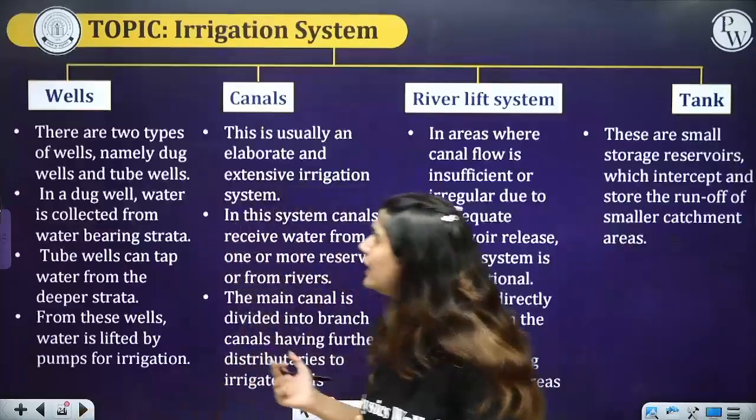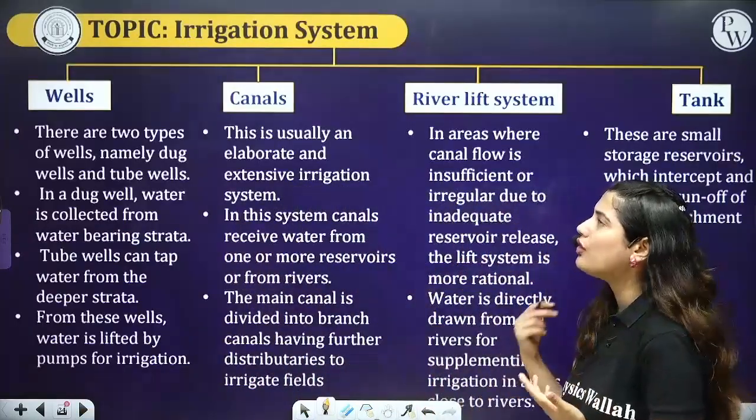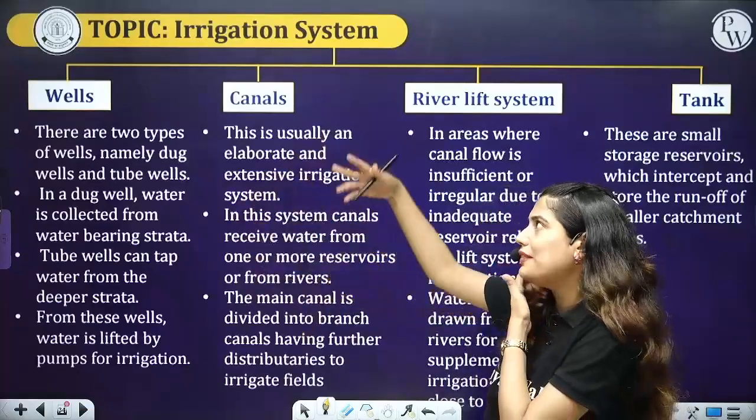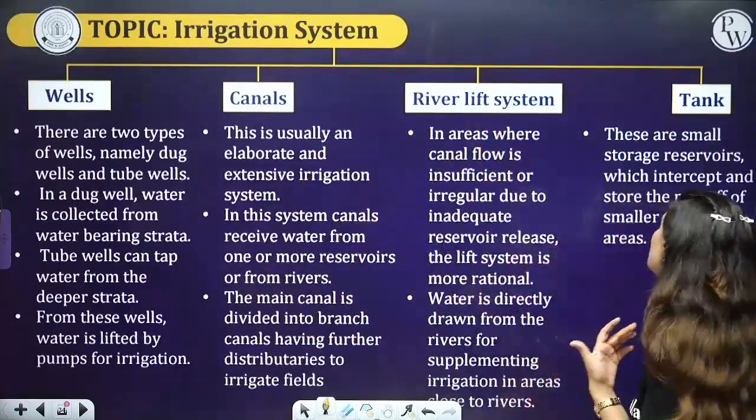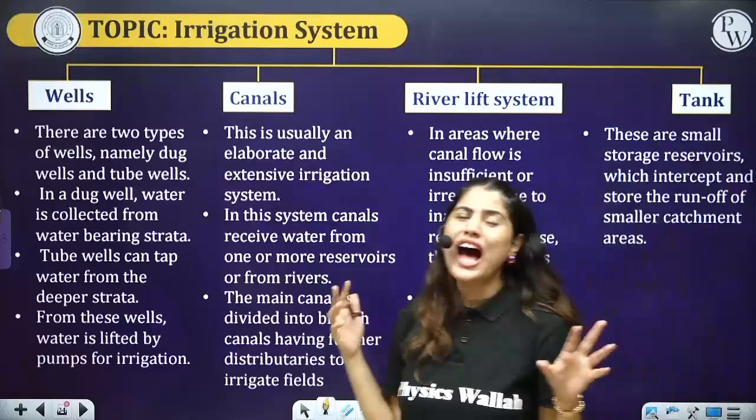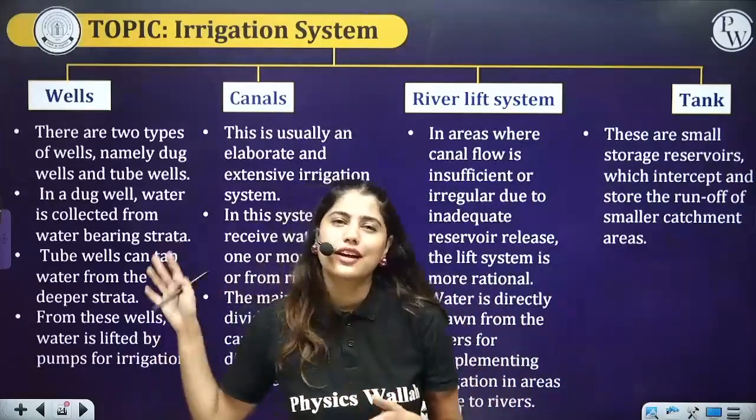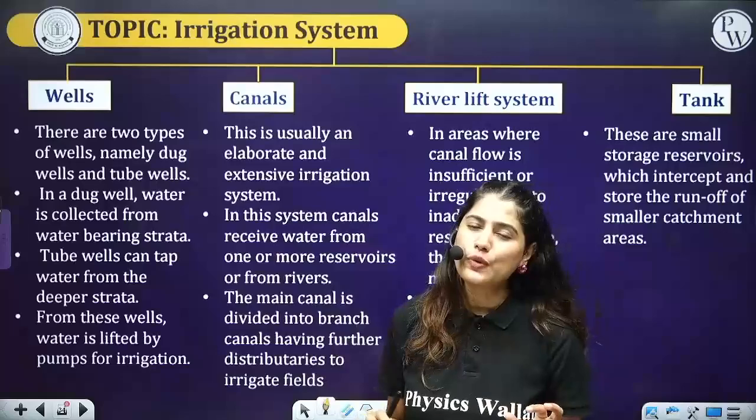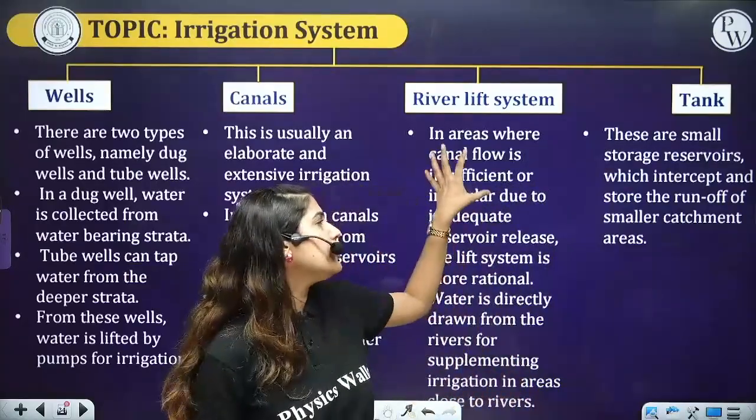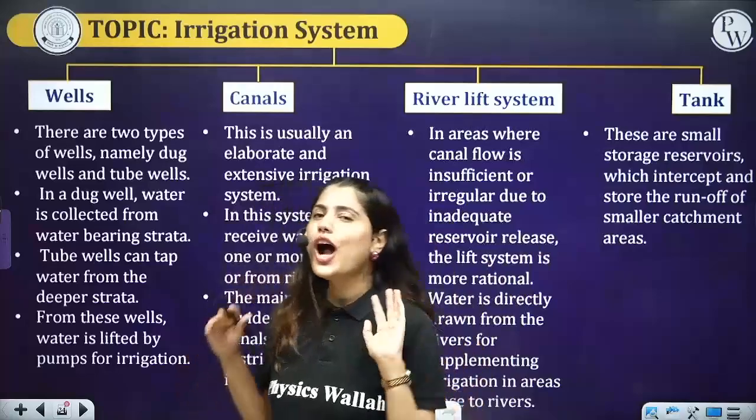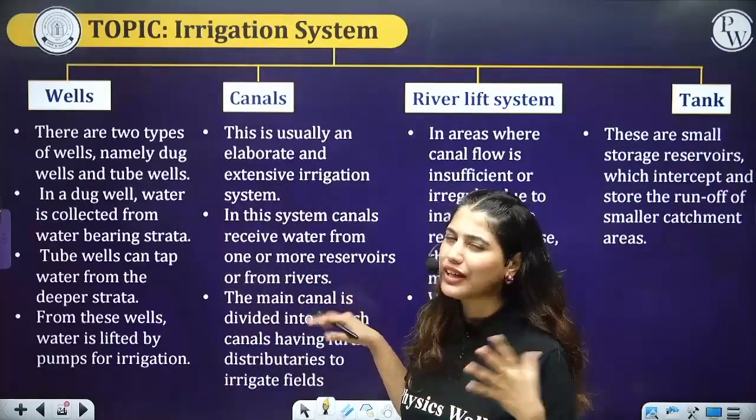Let's move ahead towards the different sources of irrigation. That is, we get water from wells, canals, river lift systems and tanks. You have discussed them many times. We fill the water, then canals, some networks of tubes are there, then obviously they lift water from the river, and obviously tanks, the reservoirs, are there. So not wasting much time here, you can have a look at it.